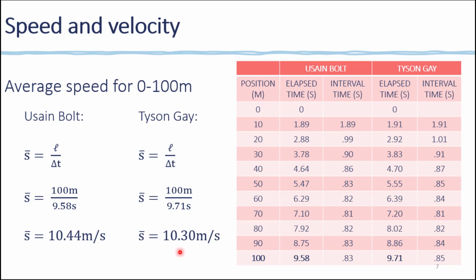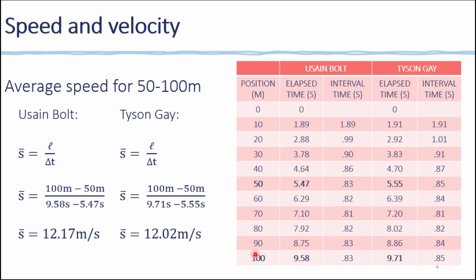Now, what if we looked at the average speed of only the last 50 meters? So if we only looked at the average speed from meters 50 to 100, then Usain Bolt is still slightly faster than Tyson Gay with an average speed of 12.17 meters per second versus Tyson Gay's speed of 12.02 meters per second.